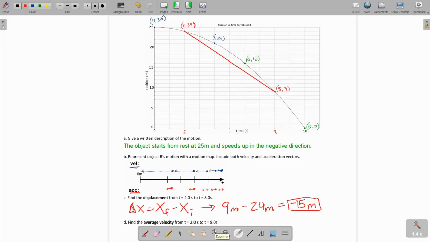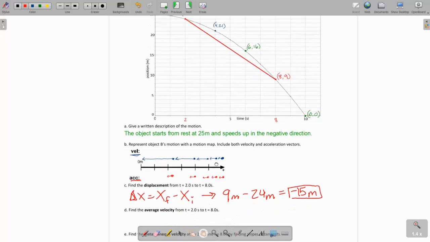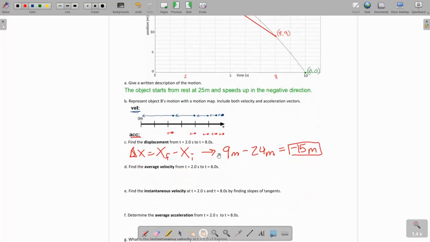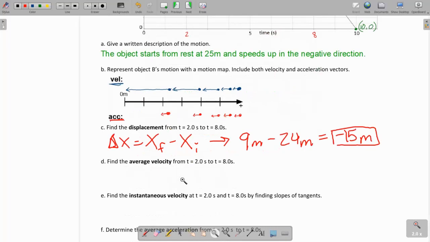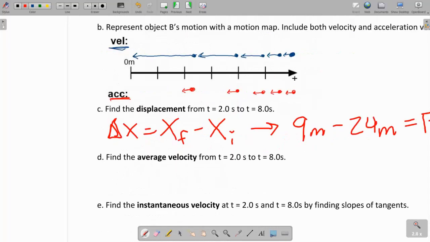In this case, it's going to be the final position minus the initial position, which we already did in the previous problem. That's negative 15 meters, over the change in time, which would be 6 seconds, the difference between 8 and 2 seconds. So let me come down here and I'm going to zoom in a little bit. So the average velocity is equal to the change in position over the change in time, and I just want everyone to understand that is the slope.